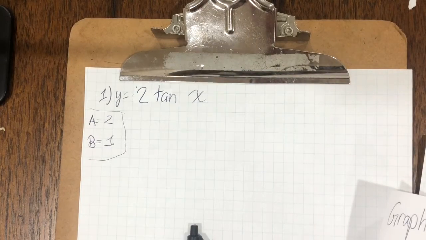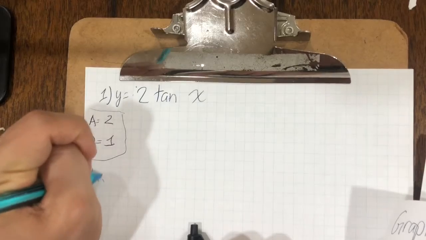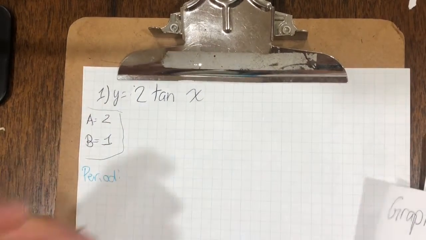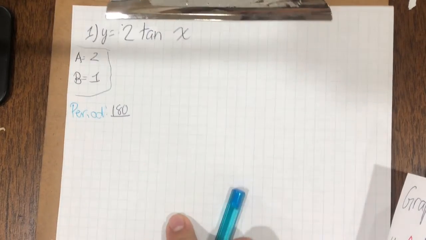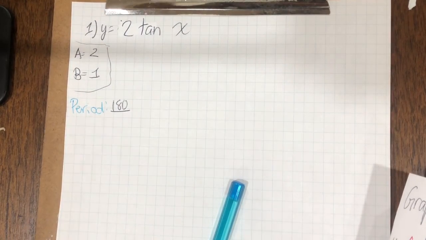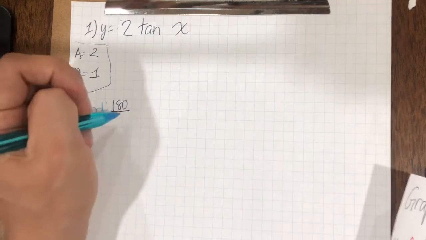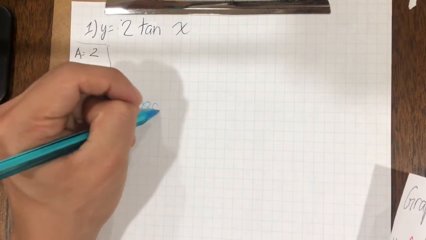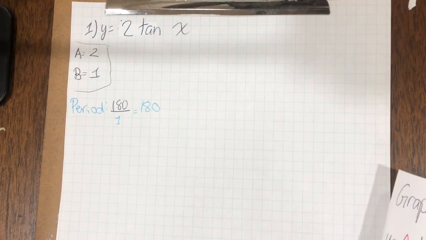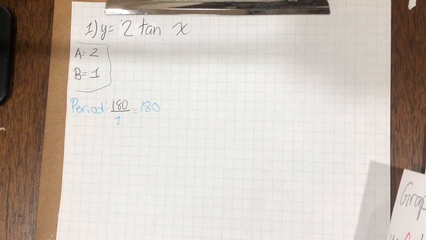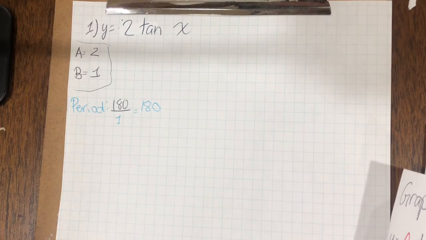We're trying to figure out the period. So we have 180. I'm going to be using degrees in this video as opposed to radians, just because the process of graphing tangent is a little bit different than sine and cosine. So I have a period of 180 divided by 1. I still get 180. That means from one asymptote to the next is going to be a total of 180 degrees. And then we have the quarters.